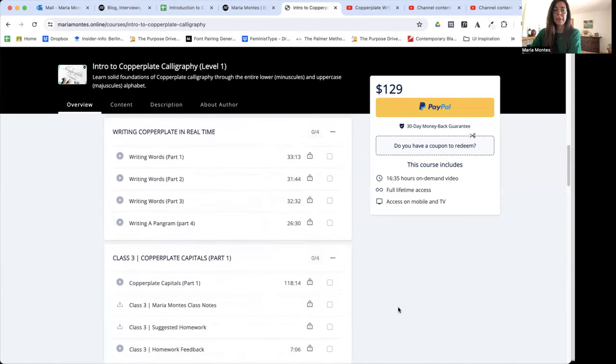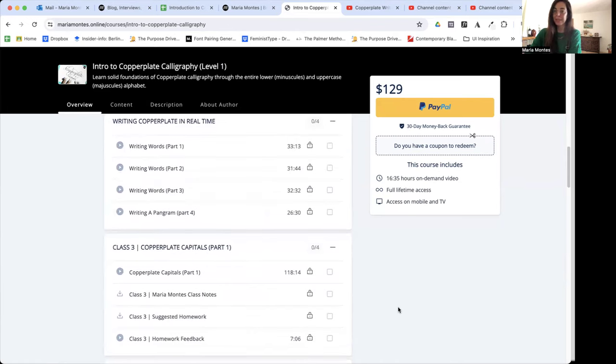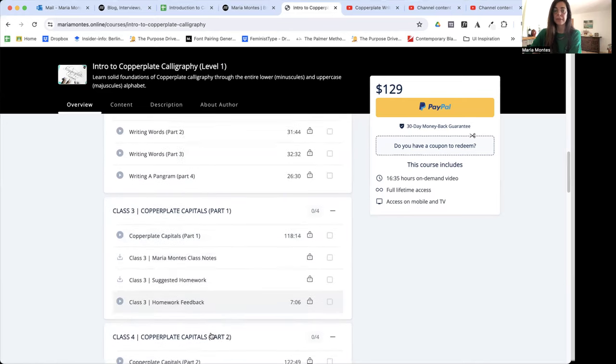Then number 3, we go into copperplate capitals. So we are starting with half of capitals. It's another two-hour session, and I'm going in detail into basic and foundational knowledge for copperplate capitals. In here, you have my own class notes, suggested homework, and feedback for your reference.